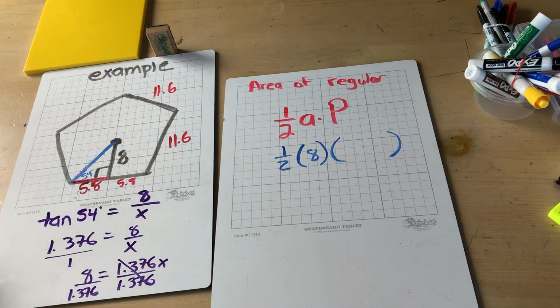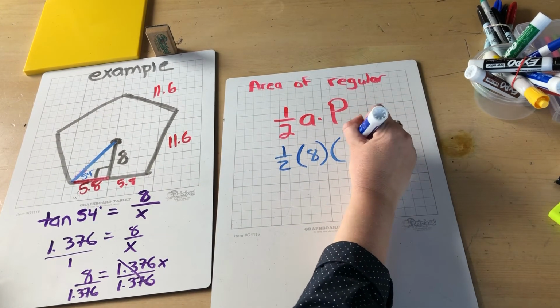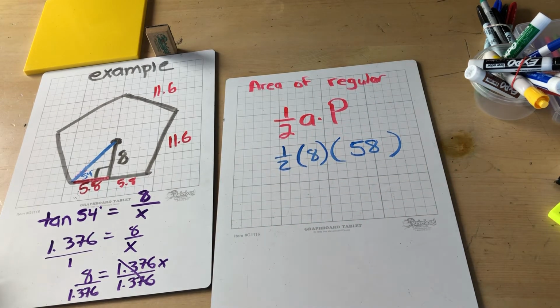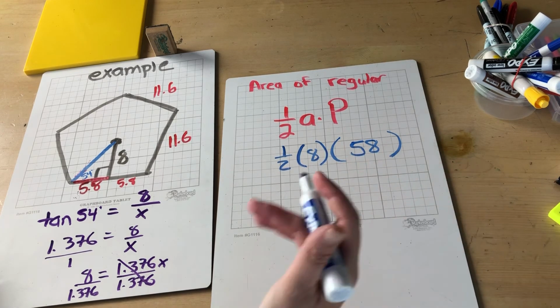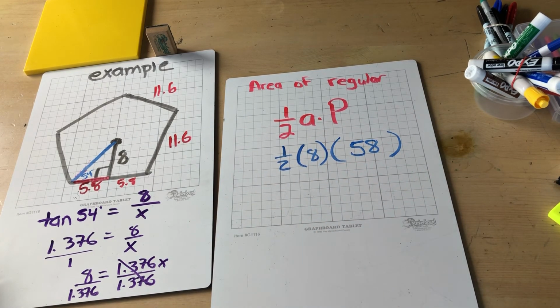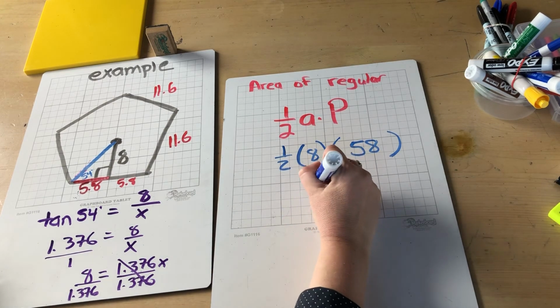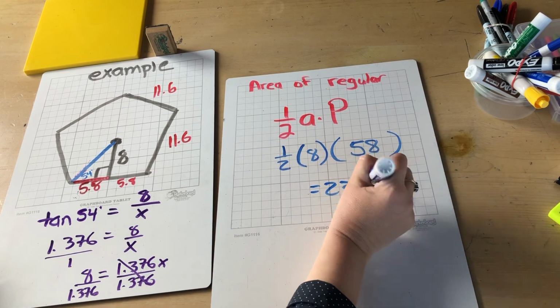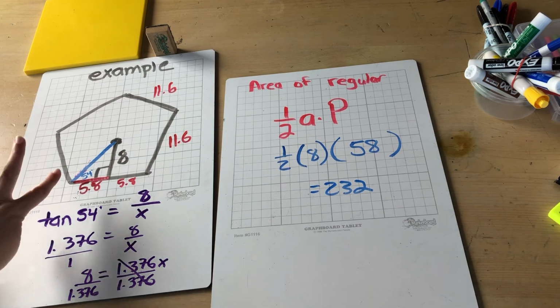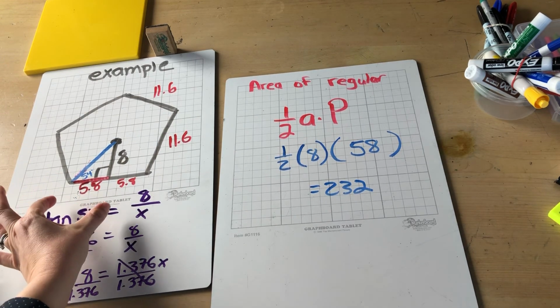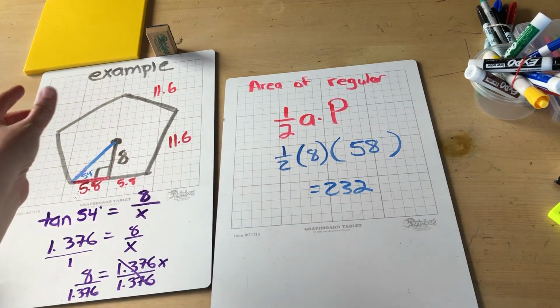So let's do that. 11.6 times 5, 58. Did I do that right? Yes, okay. And then you're good to go with your math. So then I can just do the normal times 8, divide by 2, get about 232. Okay, so you're going to find the angle. You're going to find the half of the side. Just double it so that you get the full side.